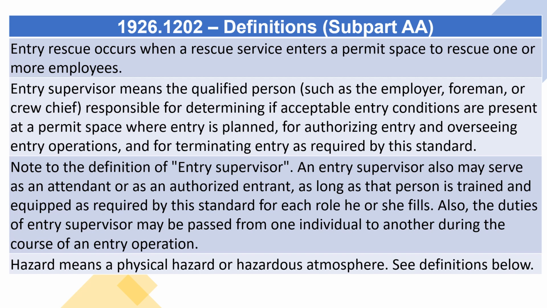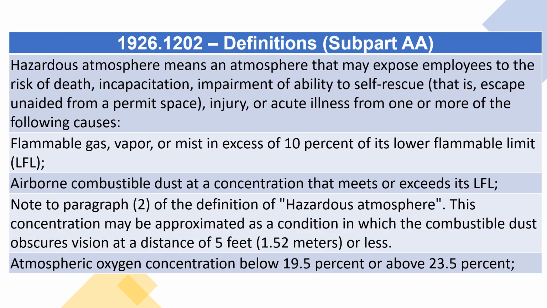See definitions below. Hazardous atmosphere means an atmosphere that may expose employees to the risk of death, incapacitation, impairment of ability to self-rescue (that is, escape unaided from a permit space), injury, or acute illness from one or more of the following causes: flammable gas, vapor, or mist in excess of 10% of its lower flammable limit (LFL); airborne combustible dust at a concentration that meets or exceeds its LFL. Note to paragraph 2 of the definition of hazardous atmosphere: This concentration may be approximated as a condition in which the combustible dust obscures vision at a distance of 5 feet (1.52 meters) or less.